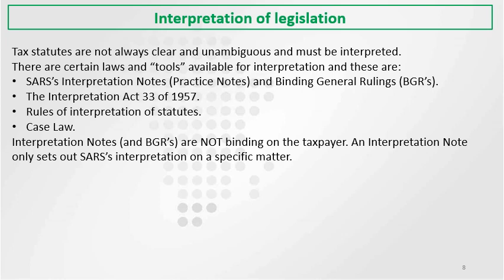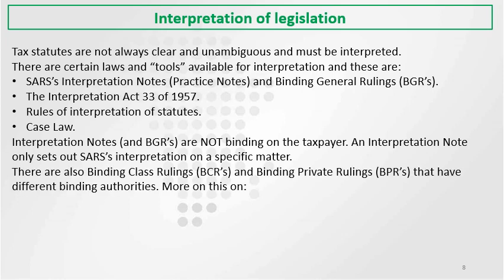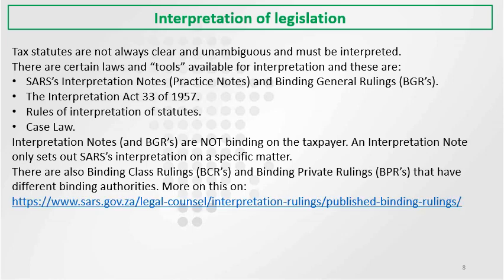Interpretation notes and binding general rulings are not binding on the taxpayer. An interpretation note only sets out SARS's interpretation on a specific matter. There are also binding class rulings and binding private rulings that have different binding authorities. You can find these rulings on this link if you just want to have a look and take note of how the information is presented there.